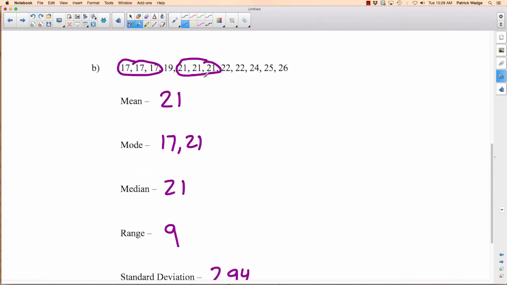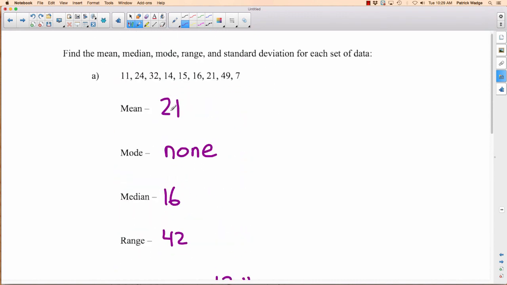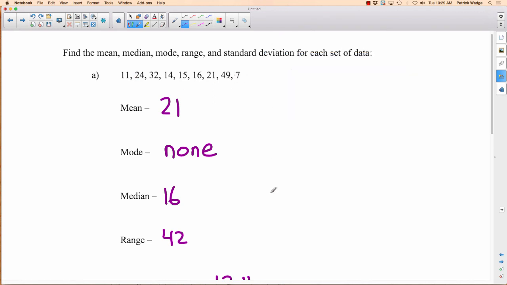Why is that? Because this data is not spread out as much. The mean is 21, and all the data, these ones are 4 away from the mean, and this is 5 away from the mean. In this one, the mean was 21 as well, the same mean, but we went all the way down to 11, which is 10 less, and all the way up to 49, which is 28 more. So that's a lot more spread there.